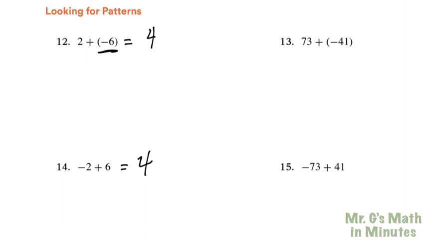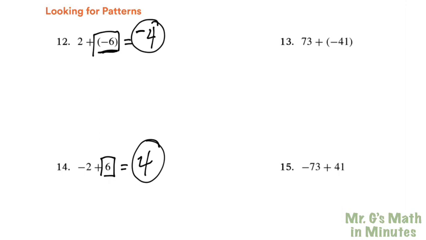On number 12, the 6 is the bigger number, and it is negative, so our answer is going to be negative. And on number 14, 6 is also the bigger number, but it's positive, so our answer is going to be positive. And if you want to check to see if those answers are correct, you can draw your number line and draw those arrows. So for number 12, it would go 2 to the right and then 6 to the left, and that would put you at -4. For number 14, it would go 2 to the left and then 6 to the right, which would get you at +4.